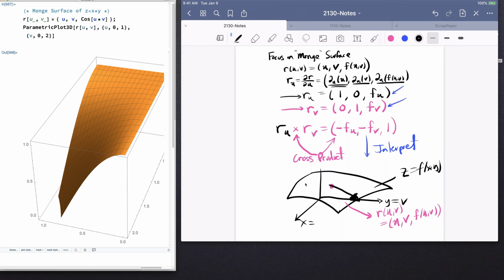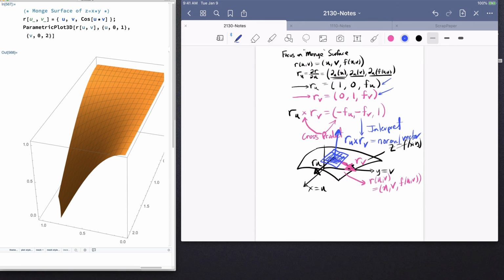I should have drawn this r_v vector in pink, sorry. u is equal to x. At this same point, r_u is a vector that points in the u direction. So there's r_u. When you compute the cross product of those vectors, r_u cross r_v, that is a vector that is perpendicular to both r_u and r_v. And so we've seen that vector before: that is the normal vector to the tangent plane. r_u cross r_v is what we call the normal vector.